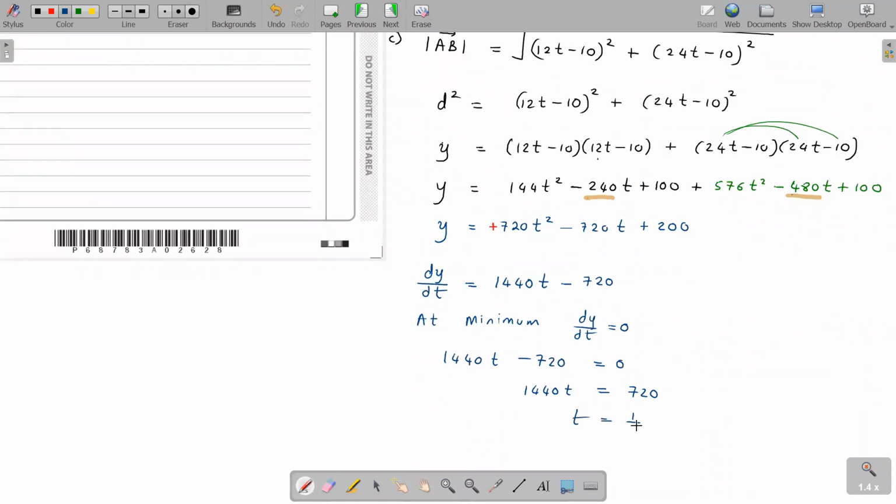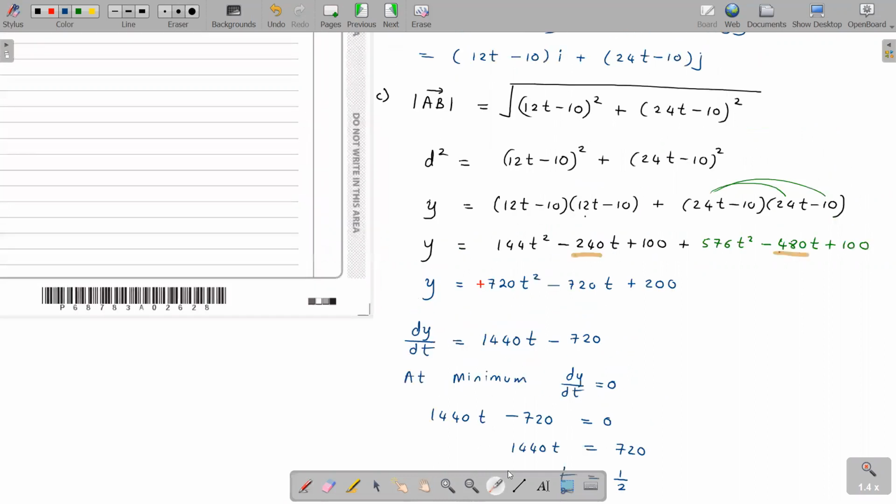T equals half. Is that okay? Now I want to find the shortest distance. What do we do now? You found the t value is half, so replace the t value into this equation, get the distance square, and find the distance.